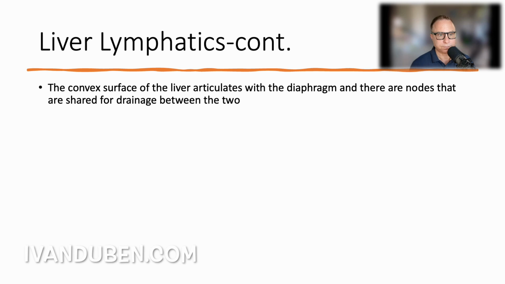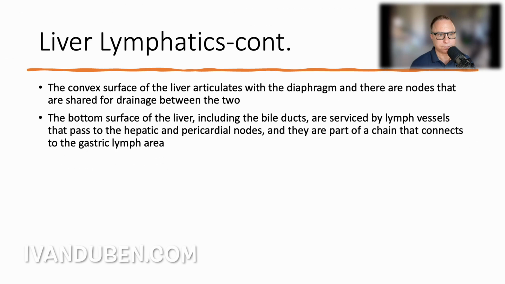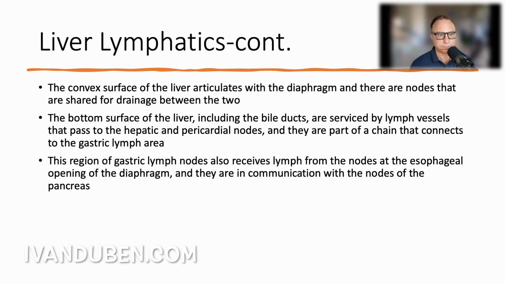The convex surface of the liver articulates with the diaphragm, and there are nodes that are shared for drainage between the two. The bottom surface of the liver, including the bile ducts, are serviced by lymph vessels that pass to the hepatic and pericardial nodes, and they are part of a chain that connects to the gastric lymph nodes. The region of gastric lymph nodes also receives lymph from the nodes at the esophageal opening of the diaphragm, and they are in communication with the nodes of the pancreas.